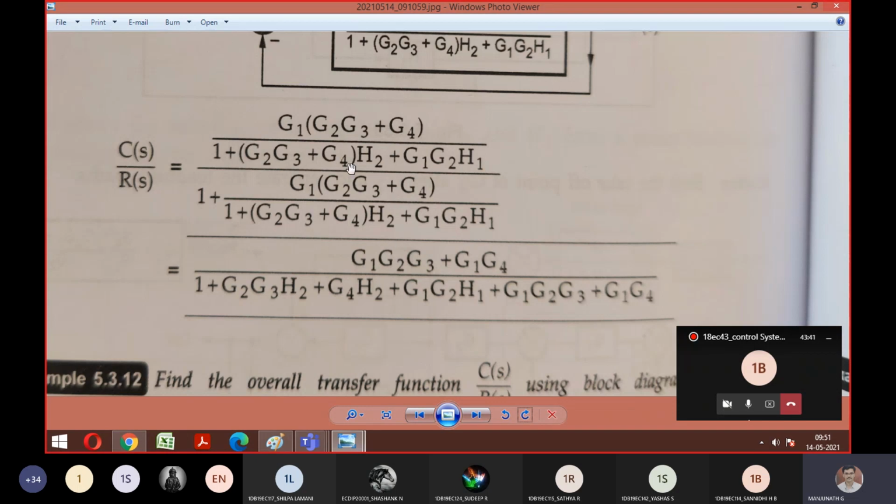Here LCM has been chosen. You can see the numerator 1 plus G2 and denominator 1 plus G2, G3 will get cancelled. So the left hand answer is what they have written here. So G1 is multiplied by G2, G3 and G4. Is it okay? Just check the answers you got. Anybody who wants any steps to be repeated for this problem?